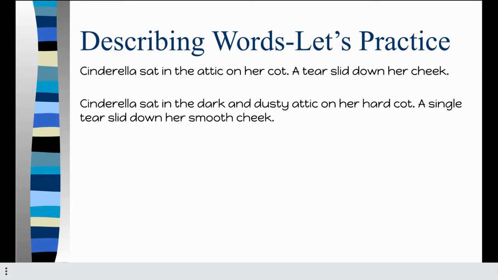Here's an example I thought of using kind of both of the strategies we talked about. So instead of just sitting in the attic on her cot, Cinderella sat in the dark and dusty attic on her hard cot. A single tear slid down her smooth cheek. Do you see how I really pull the reader in and paint that picture using language?